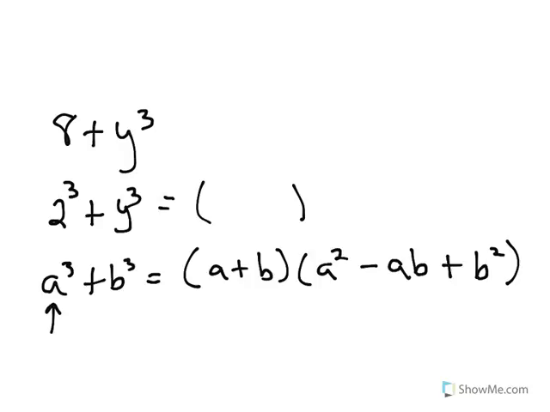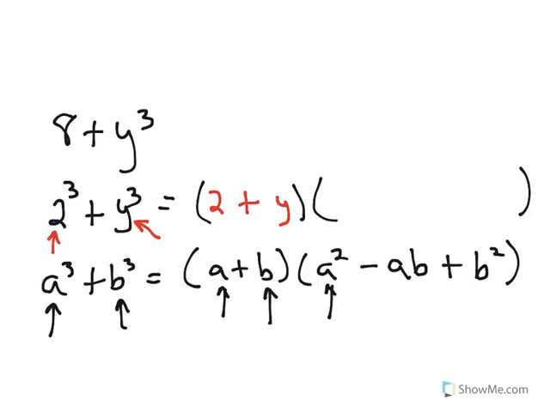Notice our formula says the base of each term goes here and here. So our base of 2 is going to go there, and our base of y is going to go here with the plus sign in the middle. And the second set of parentheses, our formula says to square that base, so here we are going to square the 2.